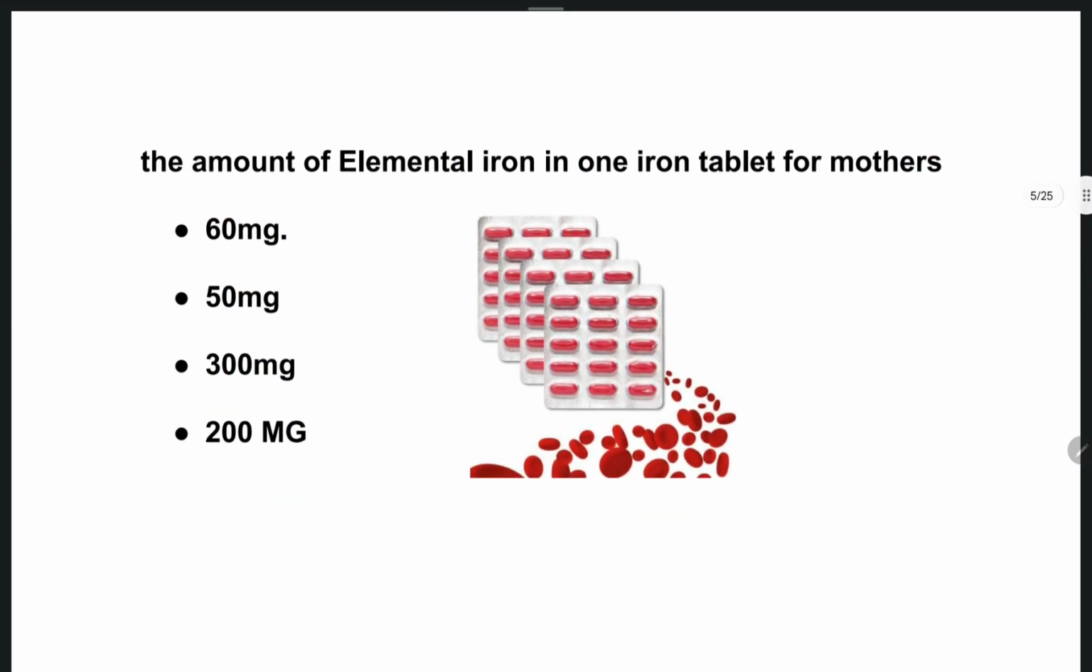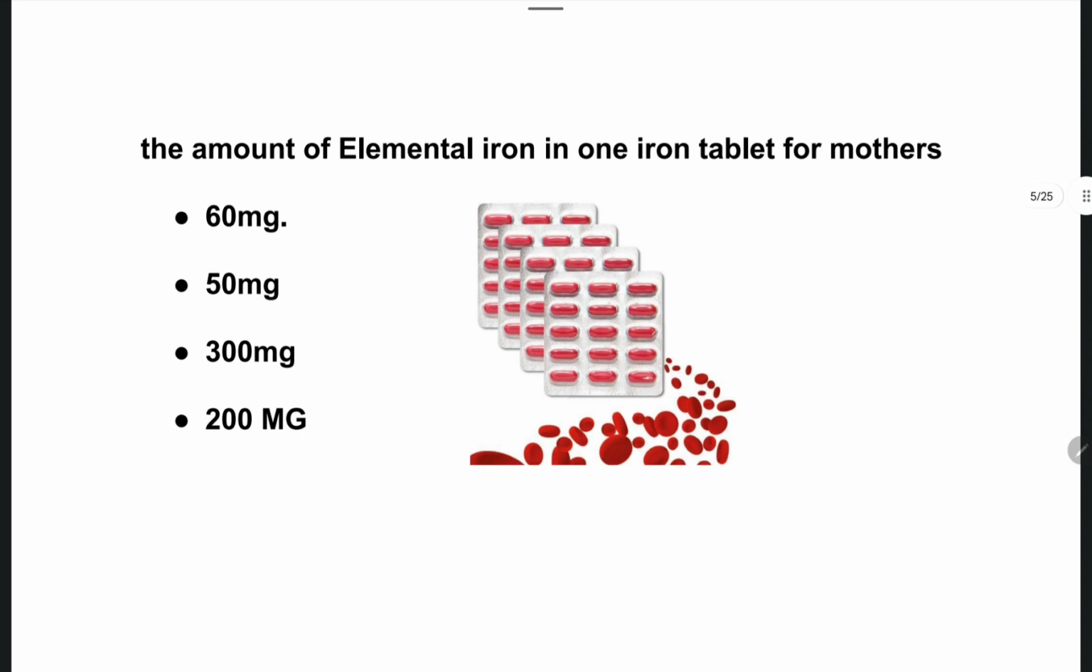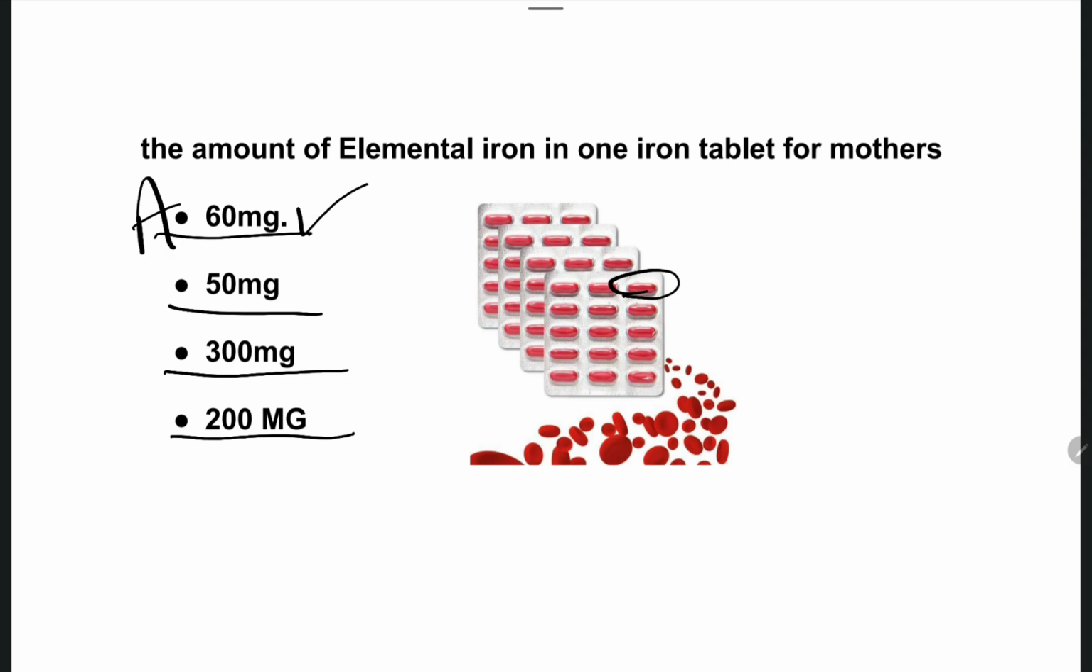The next one is the amount of elemental iron in one iron tablet for mothers. So in each iron tablet, how much iron will be there? What is the dosage of each iron tablet? Options are 60 mg, 50 mg, 300 mg, 200 mg. The right one is option A, 60 mg. So 60 mg is the elemental iron in each tablet.